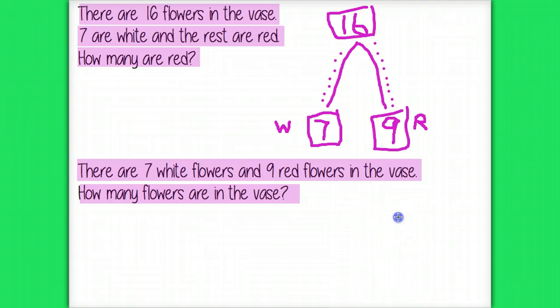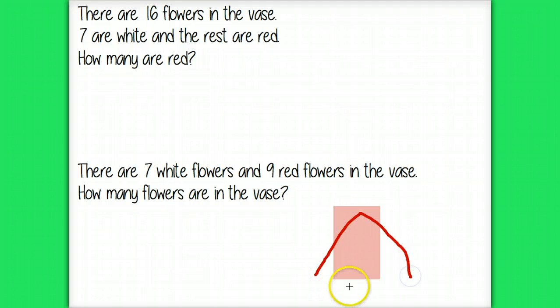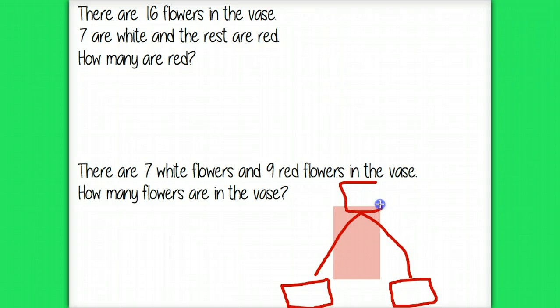This time, what don't we know? Oops, sorry, I erased all that. I'm going to draw my mountain here. I'm having trouble with my tools tonight. Okay, there we go. This time I know that I have 7 white flowers and 9 red flowers, but I don't know how many total flowers I have. So this is my missing number, so I'm going to plug it in.